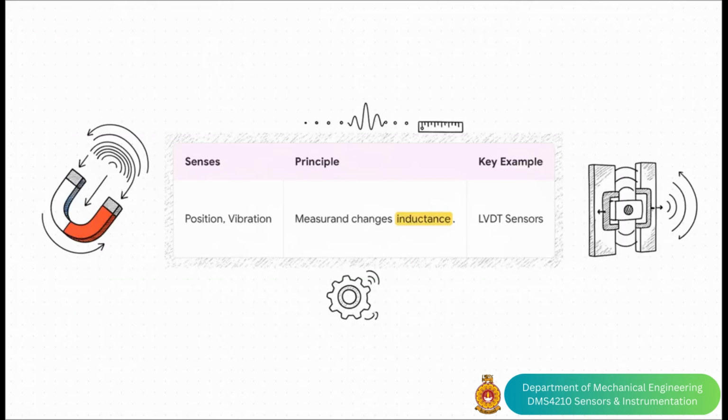All right, our third foundational mechanism is inductive transduction, and this one is all about magnetism. Basically, when a magnetic object moves near a coil of wire, it messes with the magnetic field, and that changes the coil's inductance. This is absolutely perfect for measuring position with incredible precision, and without anything ever having to touch. A great example is an LVDT, which is a sensor used to spot teeny tiny movements in big industrial machines.